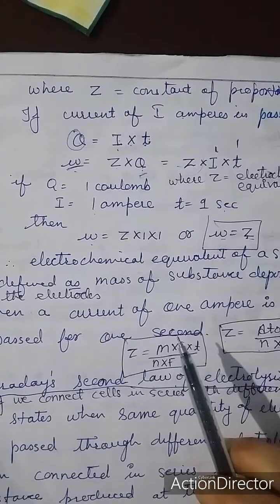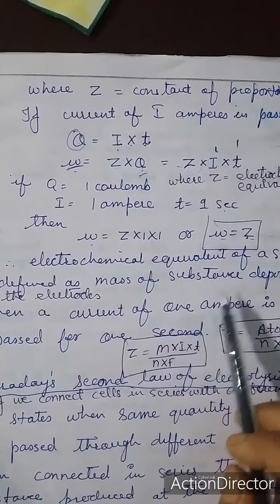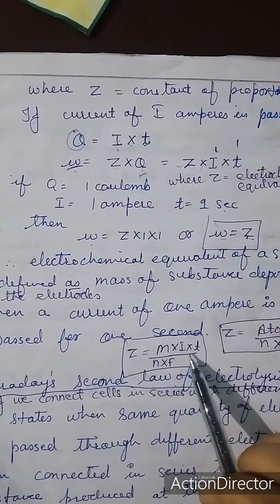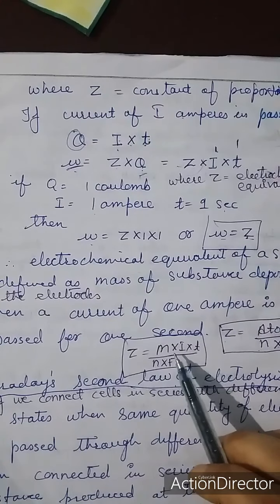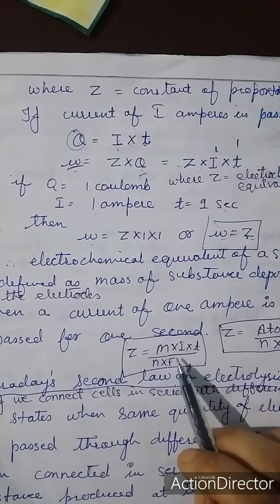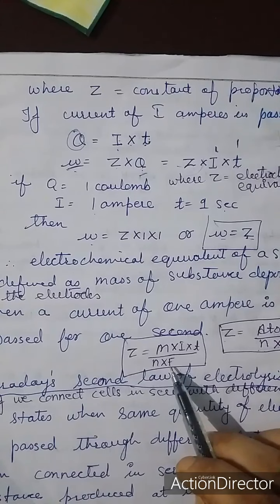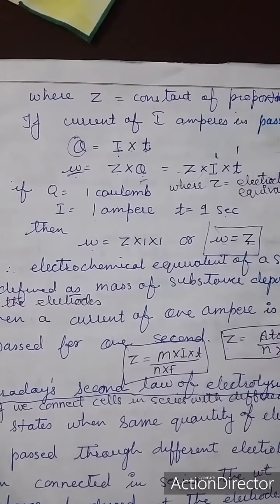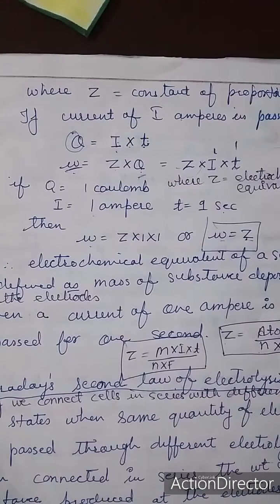It is defined as the mass of the substance which is deposited at the electrode when a current of 1 ampere is passed for 1 second. So Z will be equal to MIT upon NF, or you can say Z is equal to atomic weight upon NF.